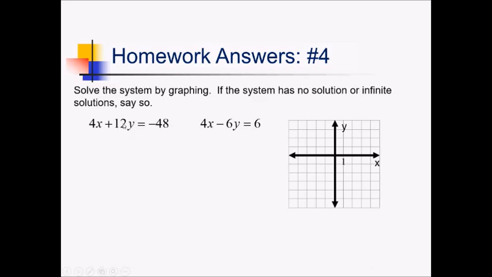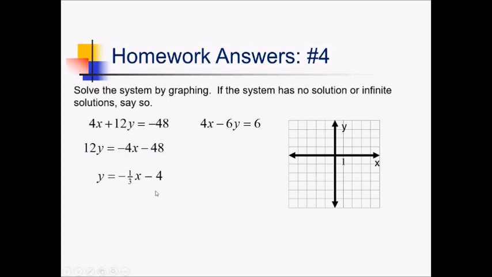So to do that, I'm going to subtract the 4x from both sides. That'll give me negative 4x minus 48 on the right side. And then I'll divide both sides by positive 12 to just get y on the left side. So that'll give me y equals, and then negative 4 over 12, I can rewrite that as negative 1 over 3, and I still have that x there. And then negative 48 divided by 12, that's going to be negative 4. So there's my first line.